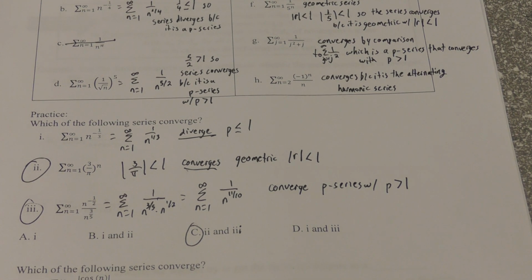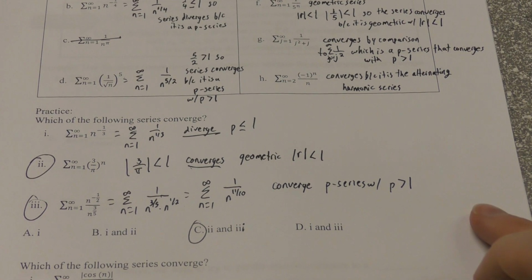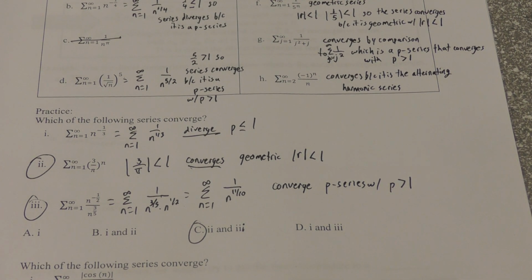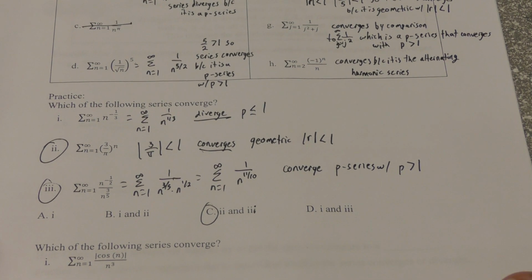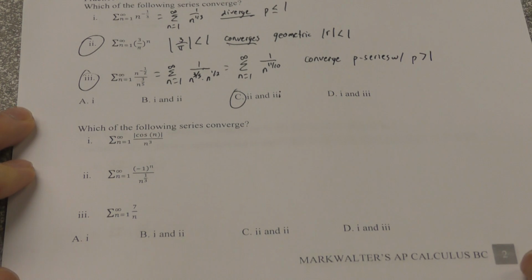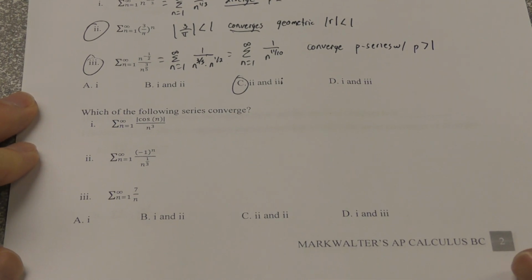All right. I'll be sure to alter these on the actual PDF so that you don't have the same mistakes that I'm looking at. All right, C, there we go. All right, which of the following series converge? Same kind of question, different series we're looking at.